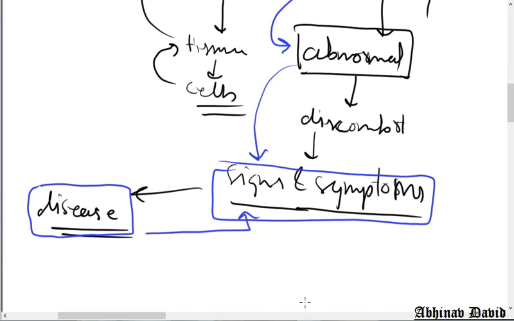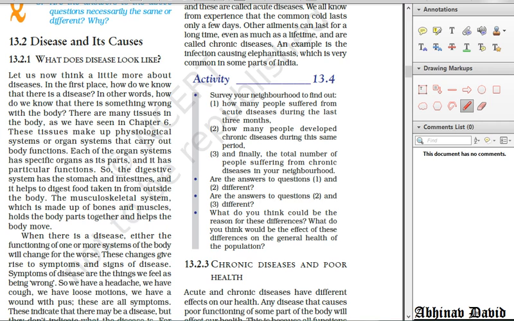Let us see what is given in the NCERT. Let us read from here. Let us now think a little more about the diseases. In the first place, how do we know that there is a disease? If something is abnormal in our body, we call it a disease. For example, if you have loose motions, generally when we are healthy, we don't have loose motions. When we are disease free, we don't have loose motions.